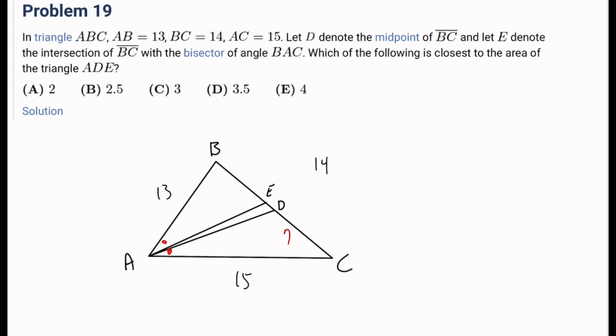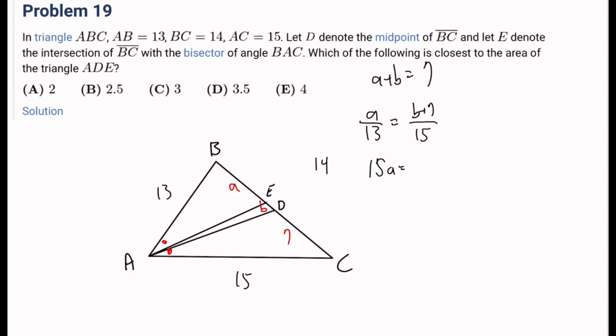So let's say that BE is A and ED is B. So A plus B plus 7 equals 14. That means A plus B is 7, right? That's our first condition. And our next condition is that since these two angles are equal, that means the ratio of the length from AB to BE is equal to AC to CE, right? And so what we now get is A over 13 is equal to B plus 7 over 15, right?